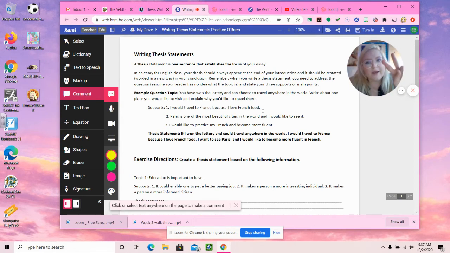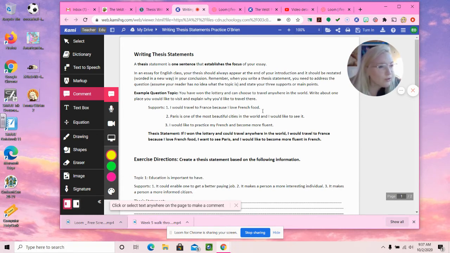Reason number two, Paris is one of the most beautiful cities in the world, and I would like to see it. Yeah, you can talk about a lot there. You could talk about going to Notre Dame or the Eiffel Tower, or even just seeing the countryside. That could be beautiful, okay? And three, I would like to practice my French and become more fluent. These are all really, really solid, good reasons.